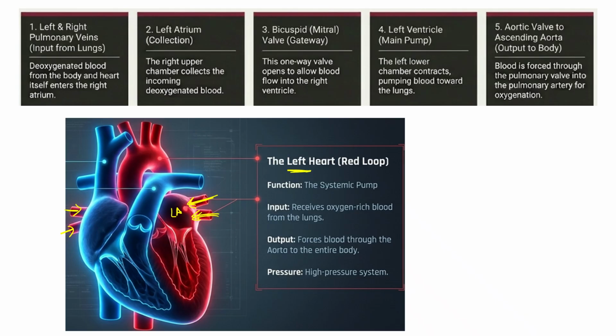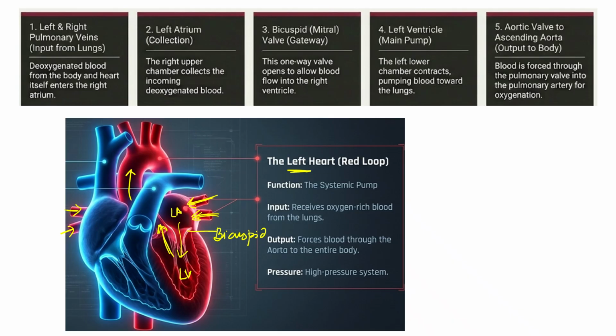They are pouring it into the left atrium, and from the left atrium the blood is going into the left ventricle. It is going through the bicuspid valve. It is going into the left ventricle, and the left ventricle, through the semilunar valve, is pumping the blood into the aorta.